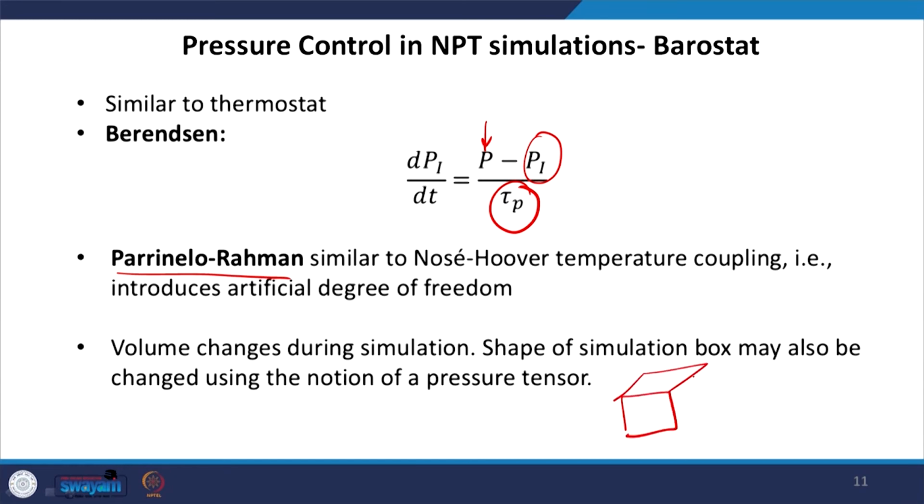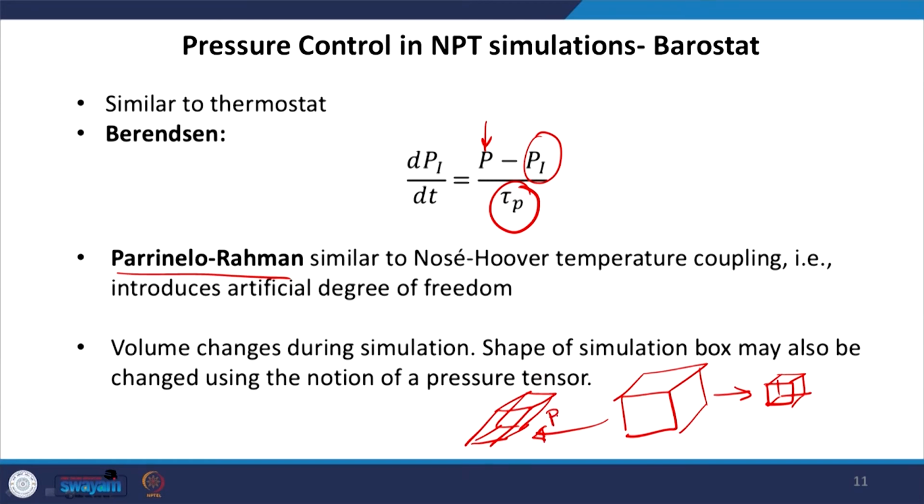And since we are doing this in the NPT ensemble, the volume of the simulation box will have to be changed. And while doing that, the box may not even remain cubic all the time. So you can think of two ways of deforming it. It can be isotropic, where it remains cubic, or it can be an anisotropic change, where the box may also change in shape. And both of these are possible in most software. Depending on the application, we can go for the isotropic pressure, or we can have anisotropic deformation as well.